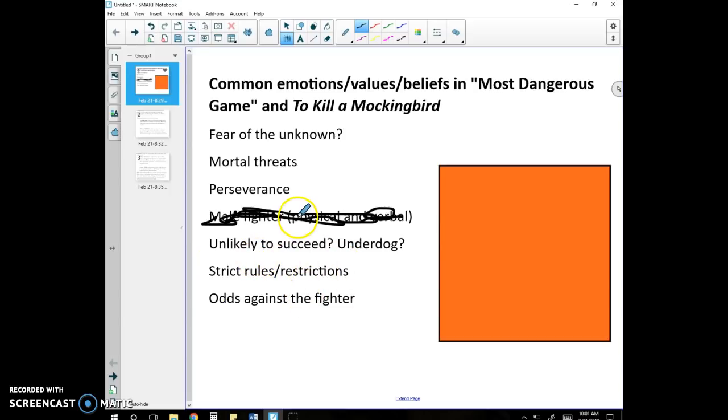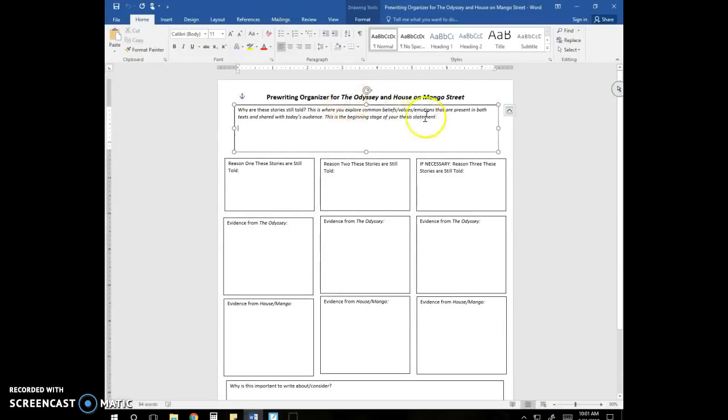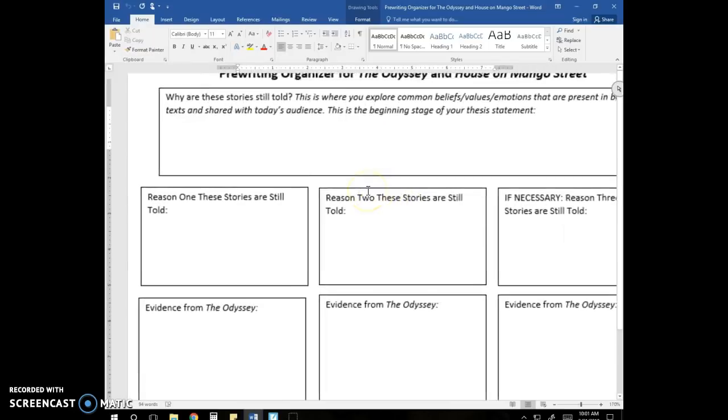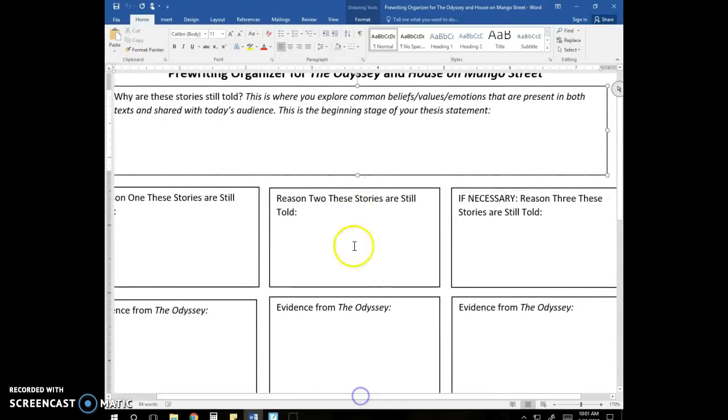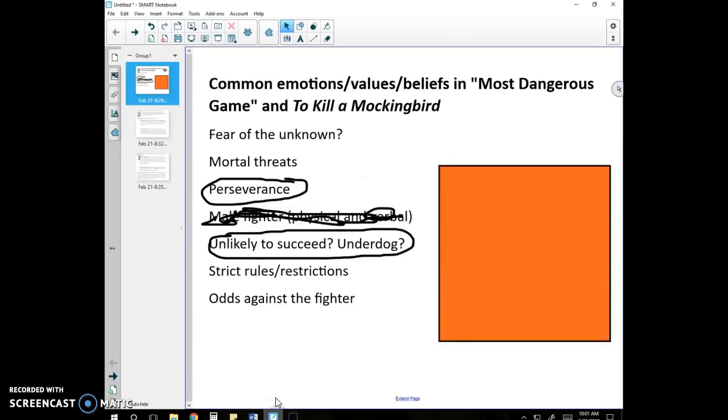What I ended up identifying, what I thought I could write a good paper on, was this concept of perseverance and this idea of the underdog, or this unlikelihood to succeed, right? The sheet says it's the beginning stage of your thesis statement. So I've got these ideas, and I'm going to see if I can actually formulate a thesis statement. The prompt is asking why these stories are still read today. How does it relate to audience? And so my first draft is this.